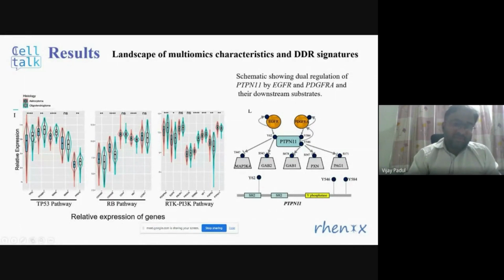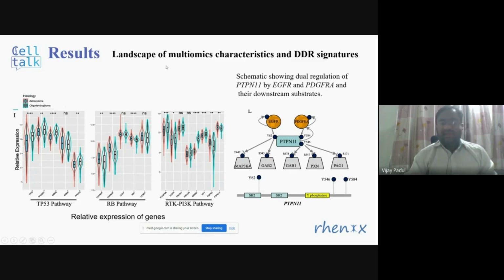And they have found some statistical significance in the expression pattern in TP53 pathway genes with respect to TP53, MDM2, MDM4, which is not significant, and PPM1D. For RB pathway, also they have found high significance with CDKN2A, 2B and RB1. In RTK PI3K pathway, they have found significance with respect to the expression of PDGFRA, then ERBB2, NF1.